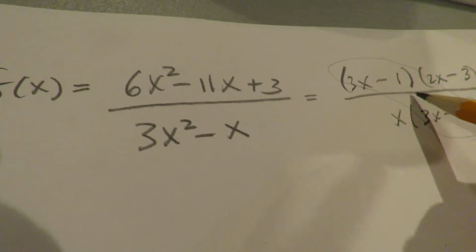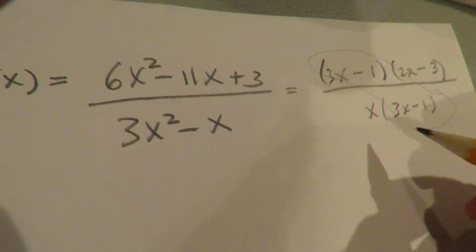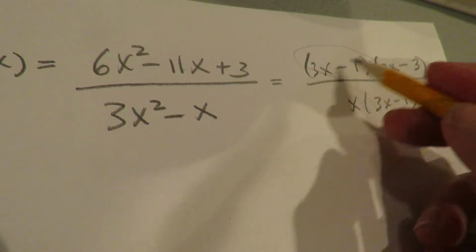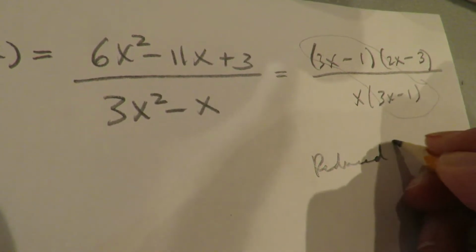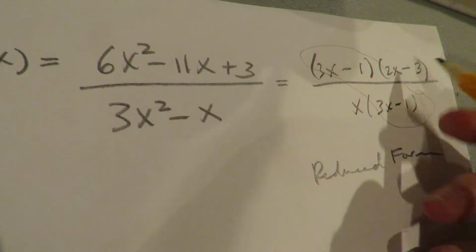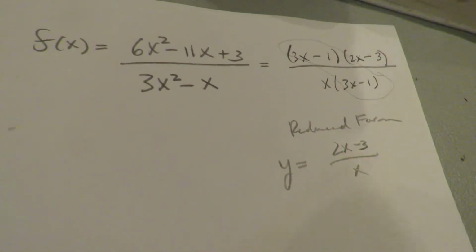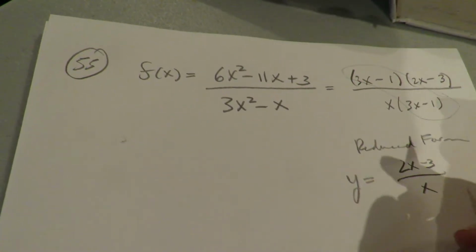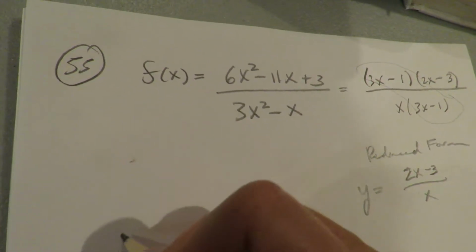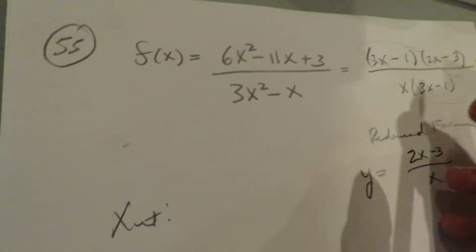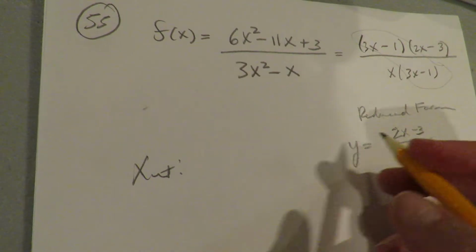Okay, so before we get started, this has a hole. So remember, a hole is when you have common factors in the numerator and denominator. So you want to pretend for a moment that this isn't here, meaning like in the reduced form, you have 2x minus 3 over x. You actually want to pretend for the moment that that's the problem. So I'll find the intercepts and asymptotes first, and then come back and deal with the hole. I'm going to do the reduced form first.